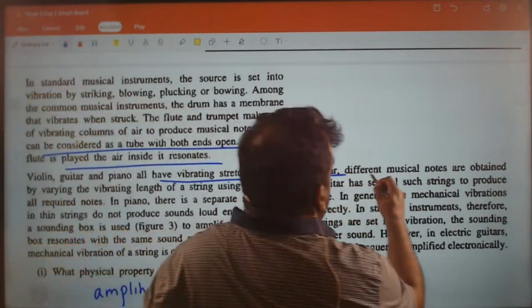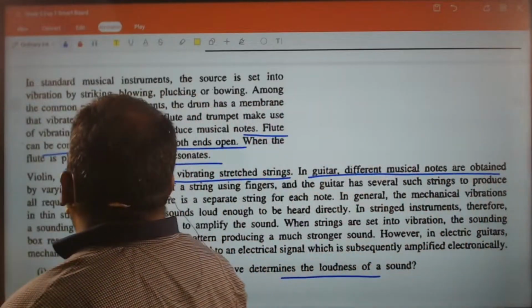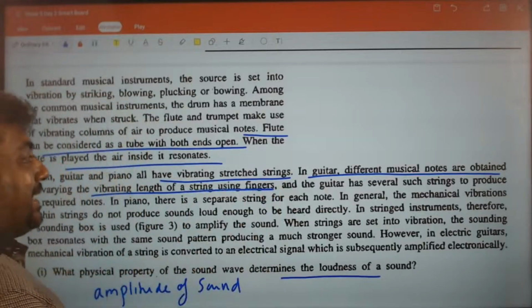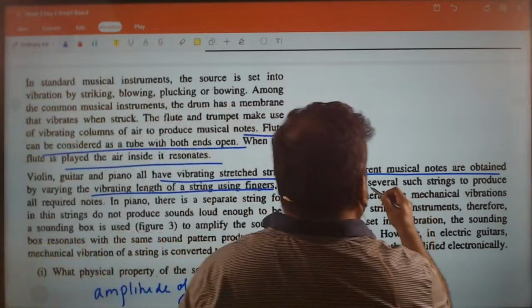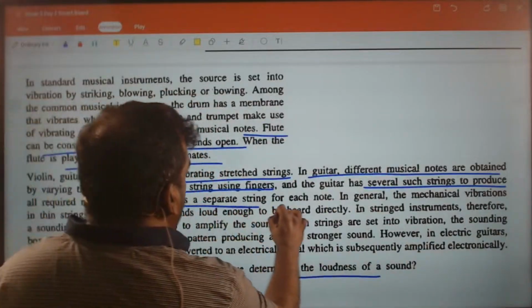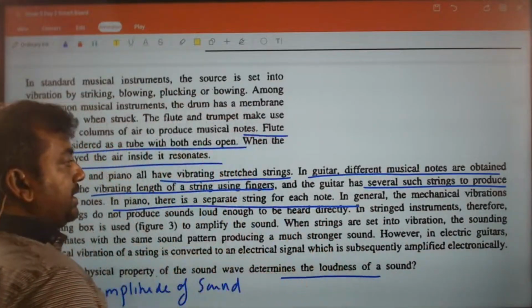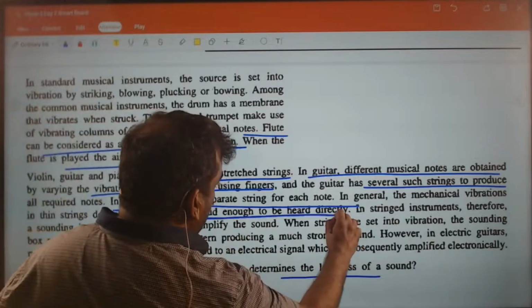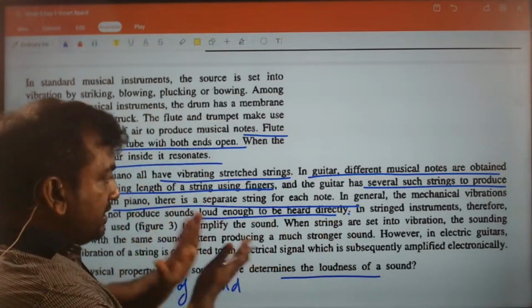In a guitar, different musical notes are obtained by changing the vibrating length of the string using fingers. The guitar has several such strings to produce the required notes. In a piano, there is a separate string for each note. In general, the mechanical vibrations in thin strings do not produce a loud enough sound to be heard. Thinner the string, smaller the diameter.